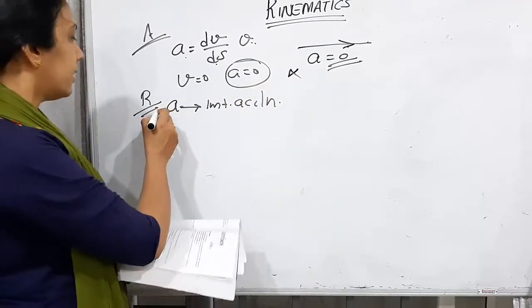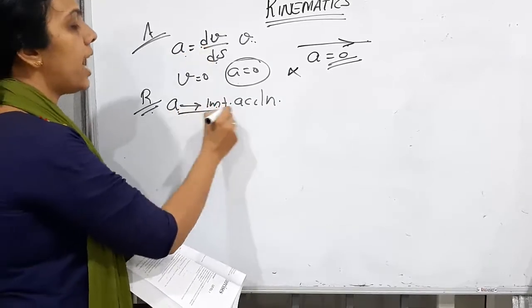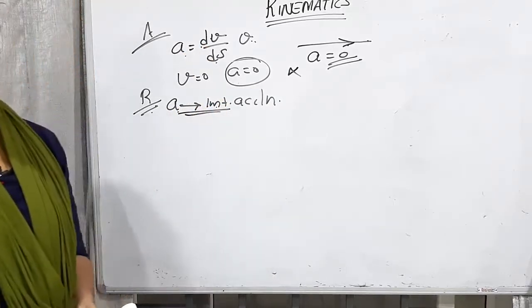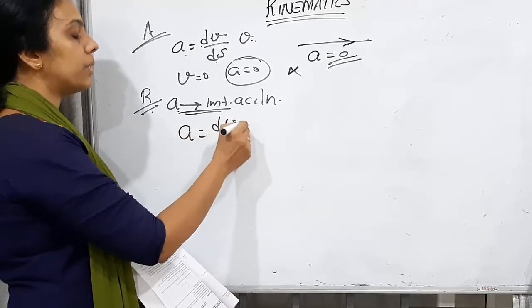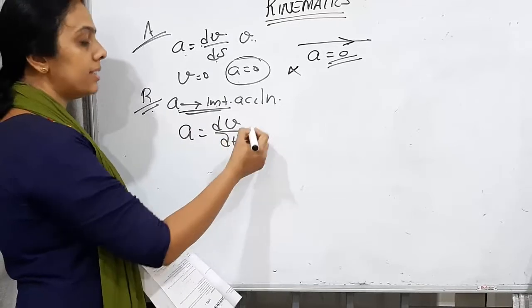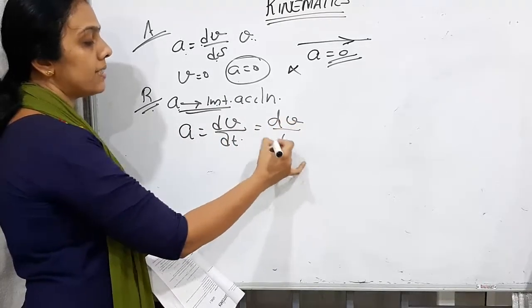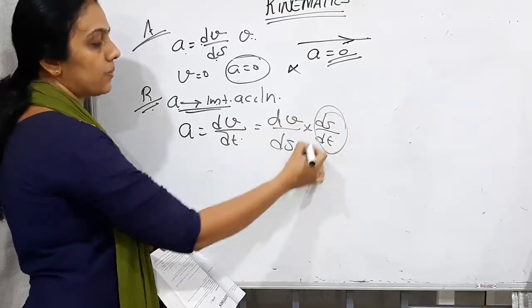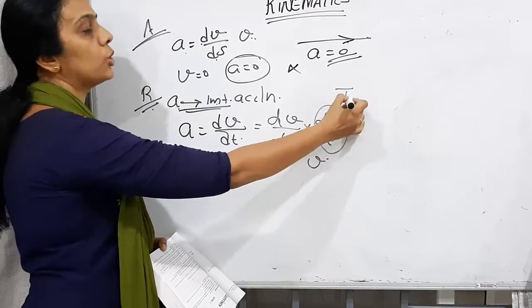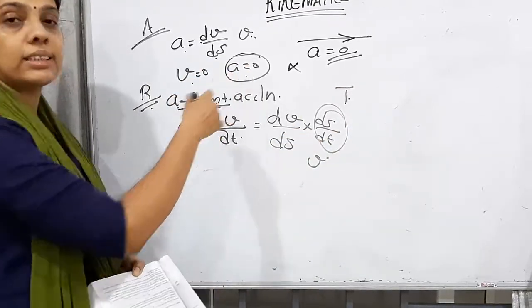Then next, the reason is given: in the above equation, acceleration is instantaneous acceleration. We know instantaneous acceleration A equals dV by dt. Right? How can we write dV by dt? dV by ds into ds by dt, and ds by dt is V. So the reason is true.